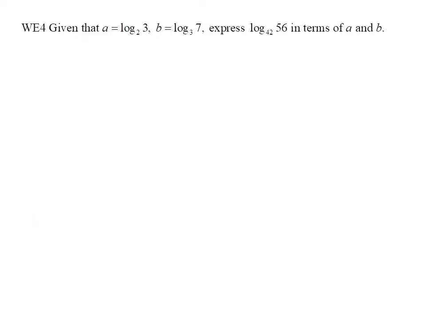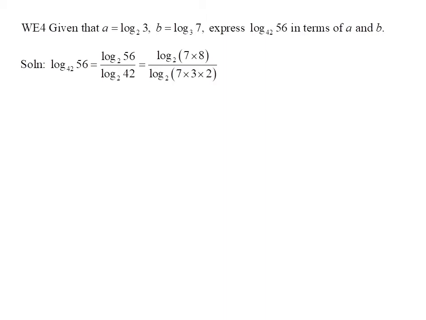Example 4 is to evaluate an expression of logarithm base 42 of 56 in terms of a and b, where a equals logarithm base 2 of 3 and b equals logarithm base 3 of 7. Since logarithm base 42 of 56 can be transformed to the quotient of logarithm base 2 of 7 times 8 to logarithm base 2 of 7 times 3 times 2.